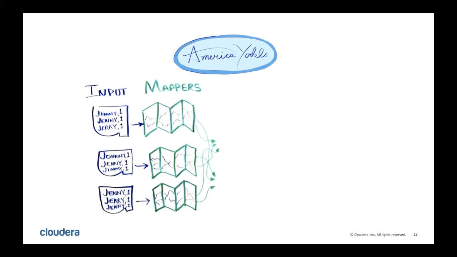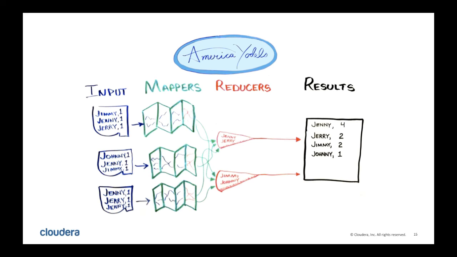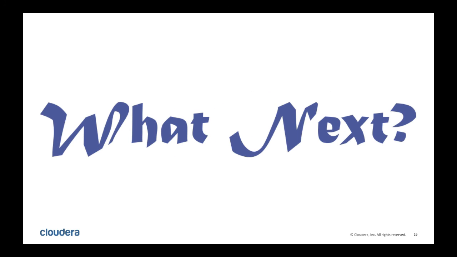The mappers scan the input, extract the votes, and group them together. Hadoop automatically performs the shuffle phase for you, where the intermediate results are sent directly to the correct reducer for processing. In this example, the votes for Jenny and Jerry are sent to one reducer. The votes for Jimmy and Johnny are sent to the second reducer. The reducers summarize the data and send the results to the master computer, which compiles the information and presents it in its final form. That's a quick overview of Hadoop.